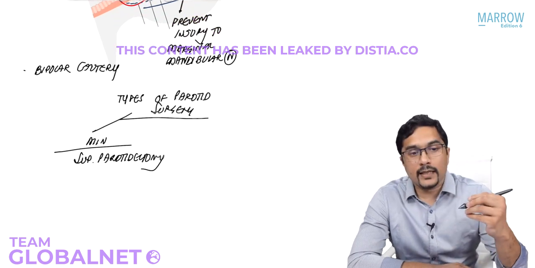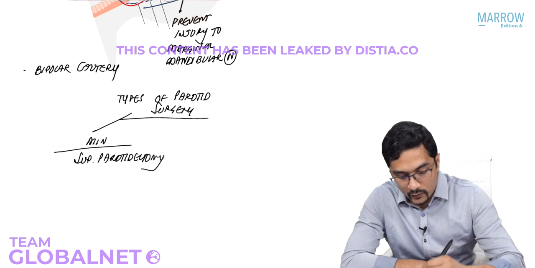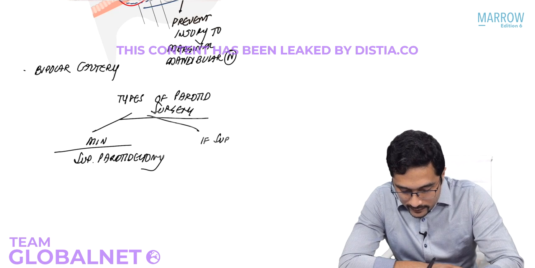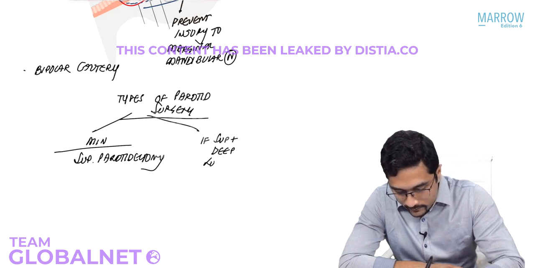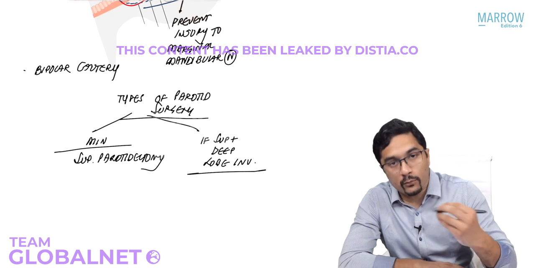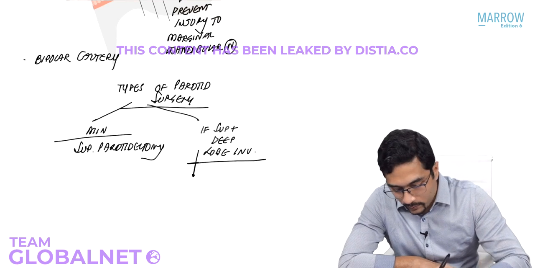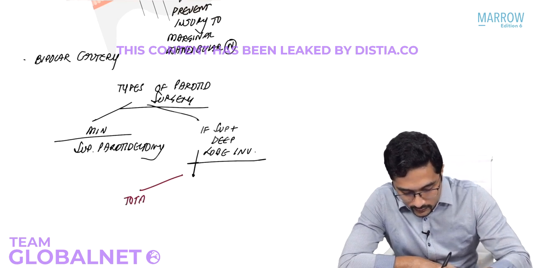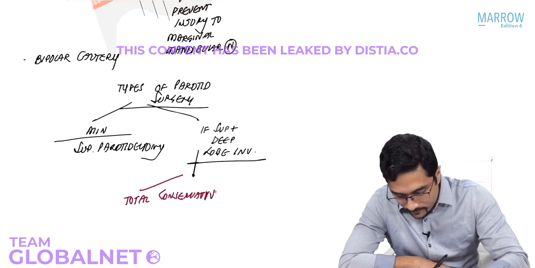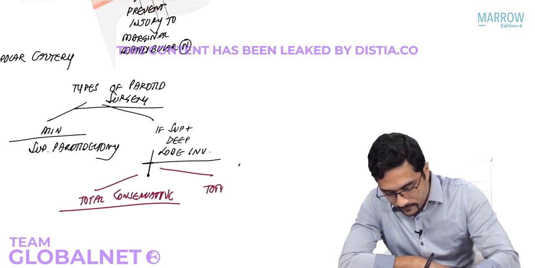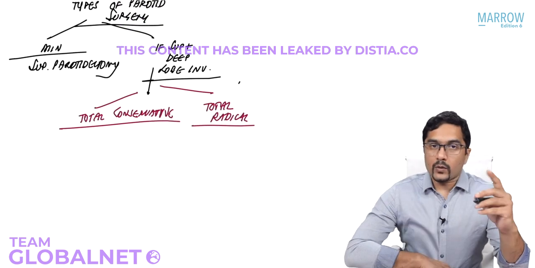The minimum parotid surgery is a superficial parotidectomy, where we just remove the superficial lobe of the parotid. If the superficial plus the deep lobe of the parotid are both involved by the tumor, then there are two options. We either carry out a total conservative parotidectomy or a total radical parotidectomy.